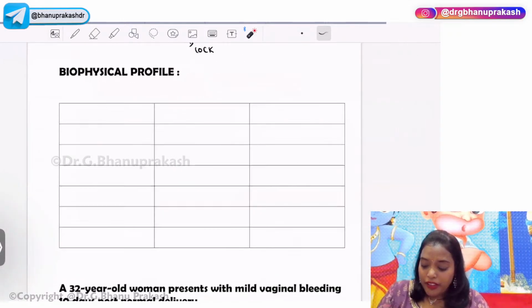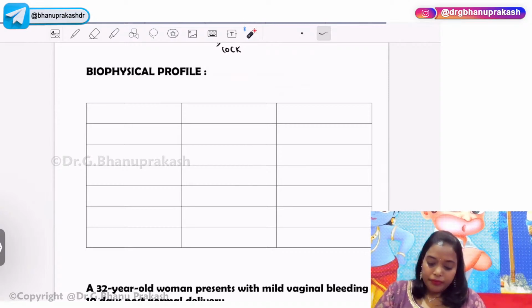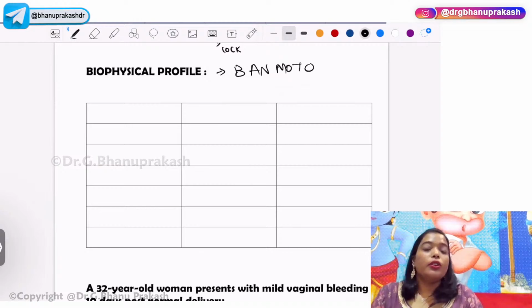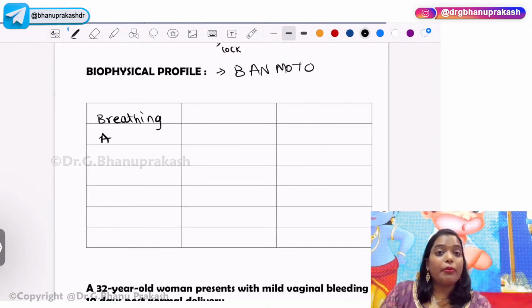Now, very important is the biophysical profile. So what is the biophysical profile? To know whether the baby is fine inside or not, we have the biophysical profile. What is a mnemonic which you know about the biophysical profile? My mnemonic for the biophysical profile is BAN-MO2. B stands for breathing. A stands for amniotic fluid index. No, it is not amniotic fluid index. It is amniotic fluid volume. N stands for non-stress test. MO stands for movements.